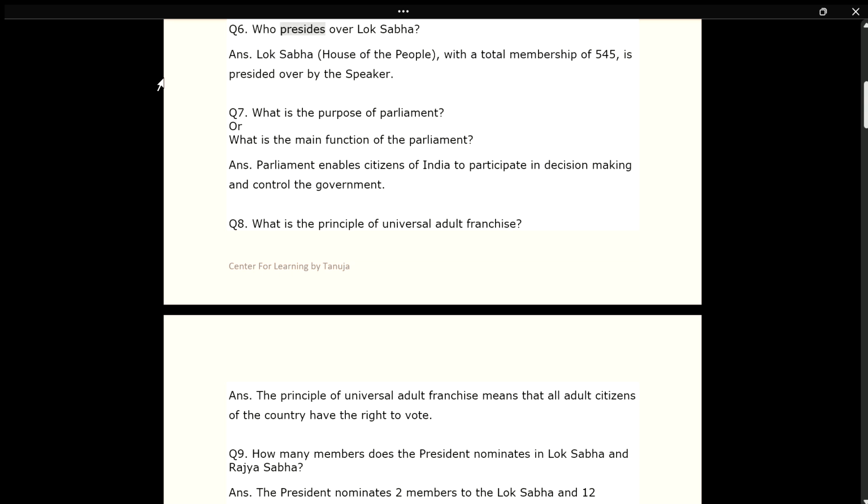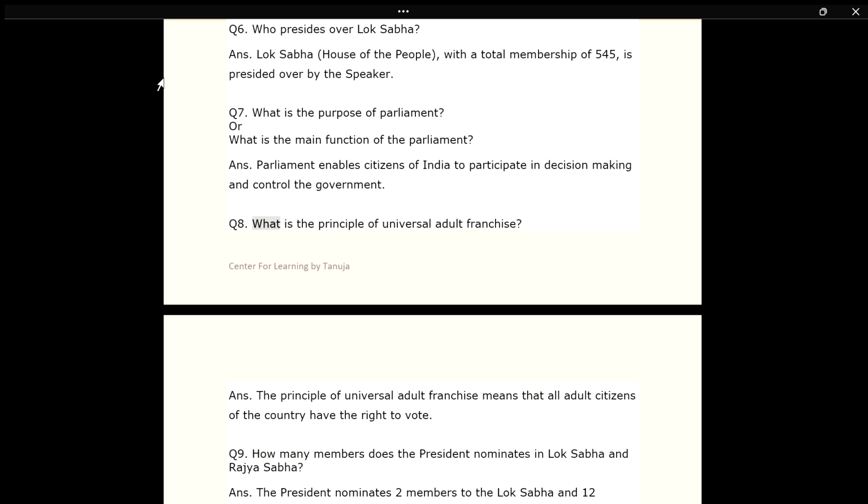Q6. Who presides over Lok Sabha? Ans. Lok Sabha, House of the People, with a total membership of 545, is presided over by the Speaker. Q7. What is the purpose of Parliament? Or, what is the main function of the Parliament? Ans. Parliament enables citizens of India to participate in decision-making and control the government.